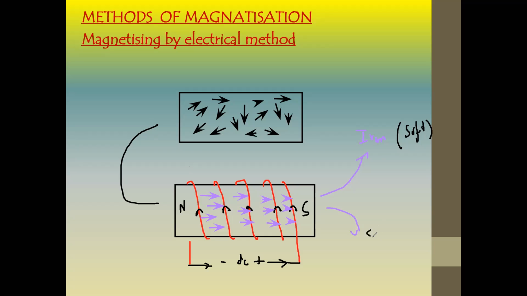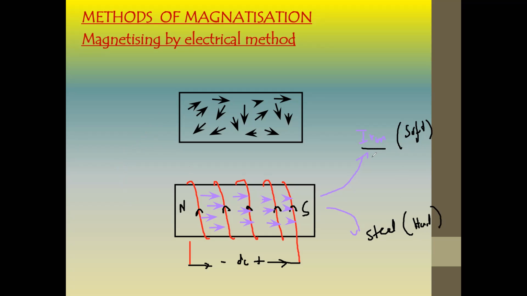But if I use steel, steel is called a hard magnetic material. So when I stop the current, the domains will remain aligned, so it will remain a permanent magnet. If you want to make a temporary magnet or an electromagnet, we use iron here. If you want to make a permanent magnet, then we use steel. So passing a current, aligning the domains, the material will behave like a magnet.